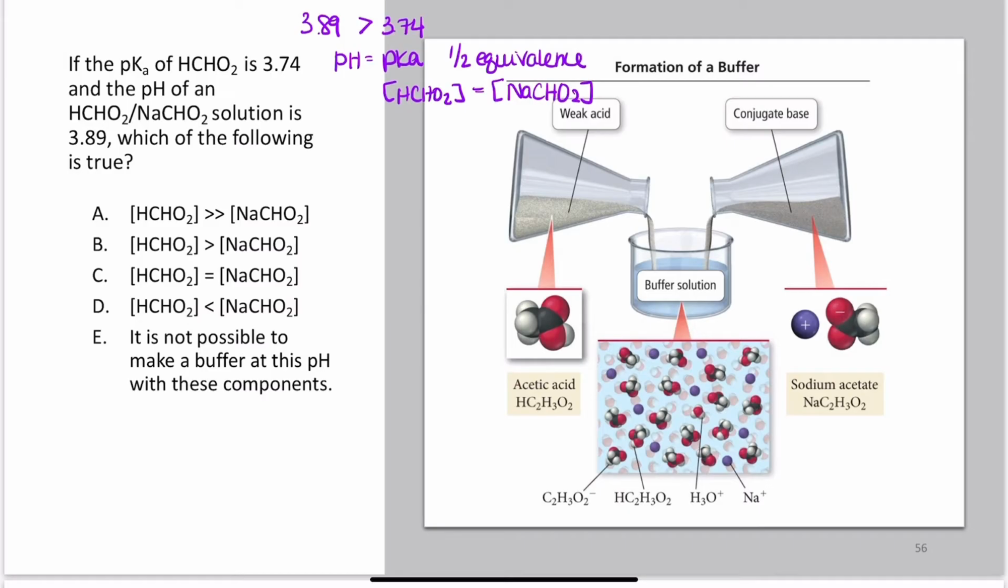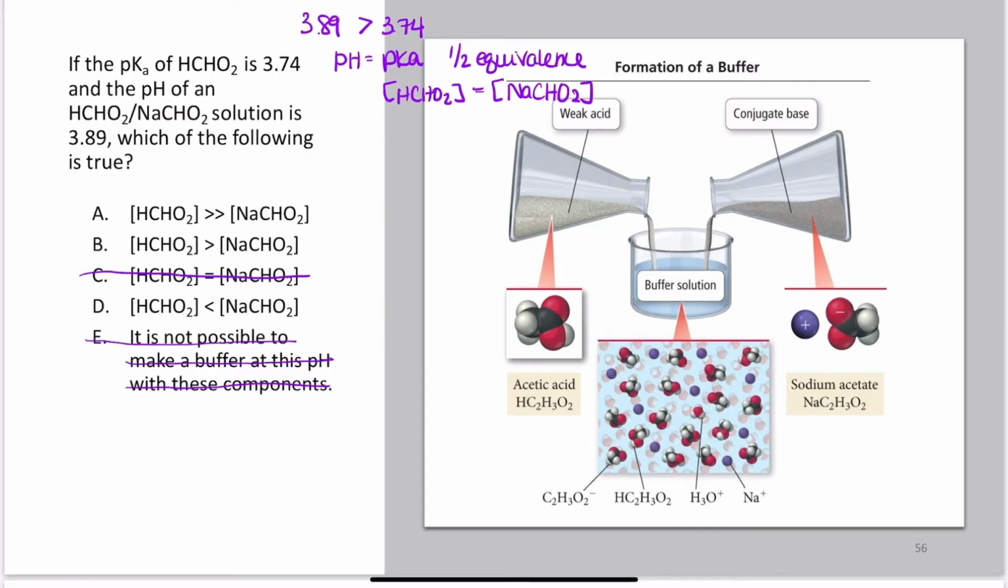So we know for sure that they are not equal to each other. But do we know what is present otherwise? Well, it is possible to make a buffer at this pH with these components. How do I know that?